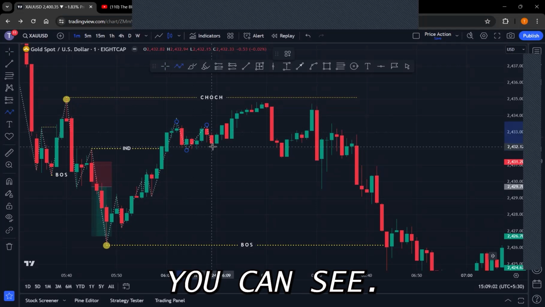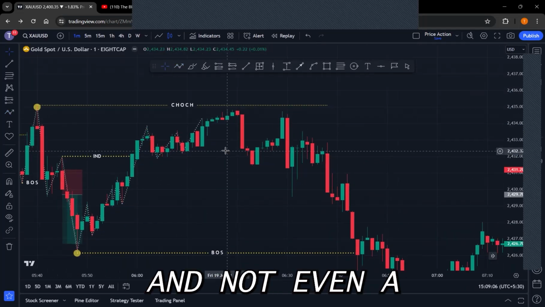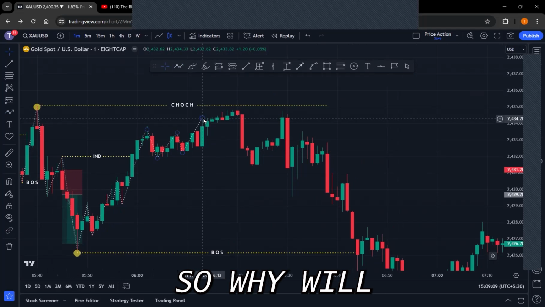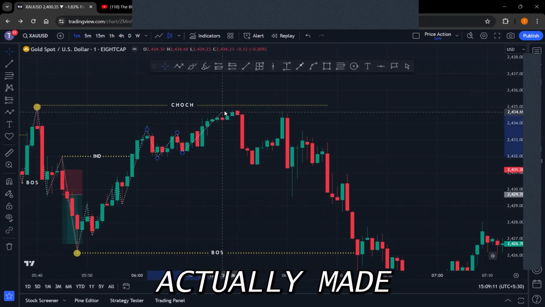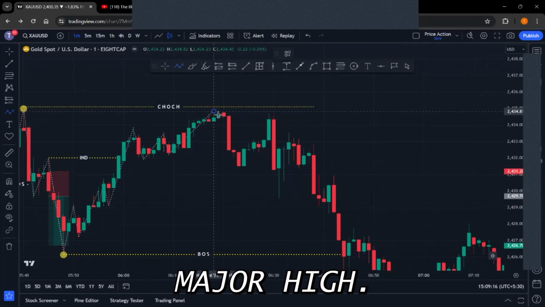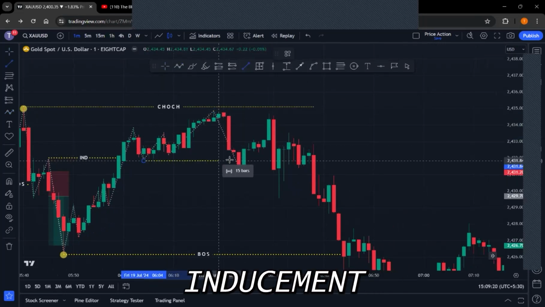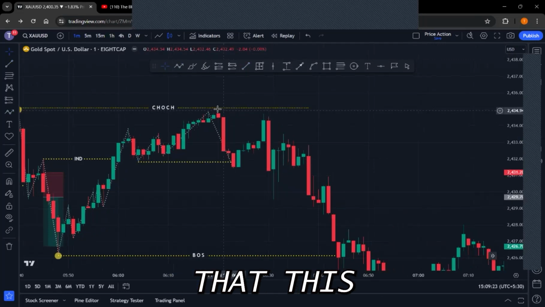So what happened over here is that the price is still creating a series of higher highs and higher lows. As you can see, the price is beautifully creating higher highs and higher lows, and not even a single lower low is over here. So why would I take a sell trade? Price actually created a higher high till over here, and this is the first time from this major high that the price created a lower low. Price took out this major inducement and showed us that this is the major resistance.